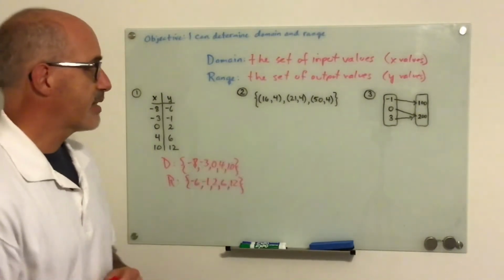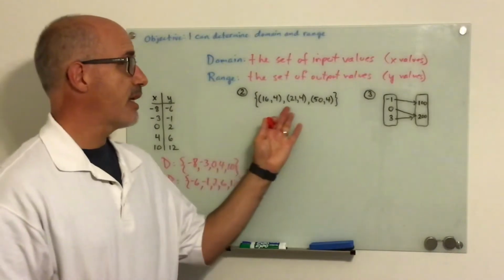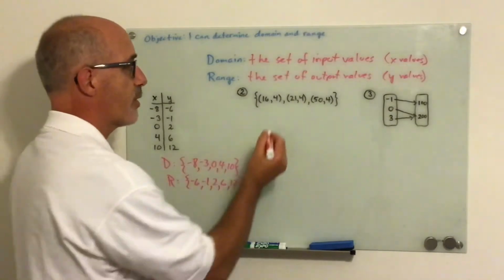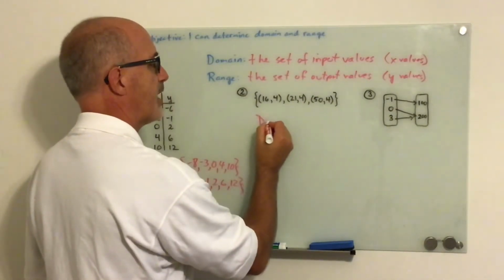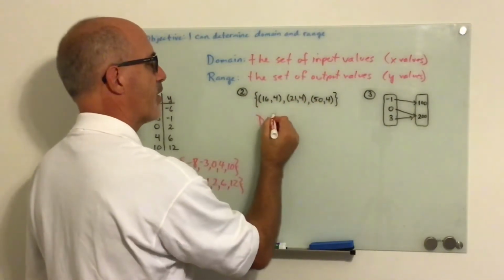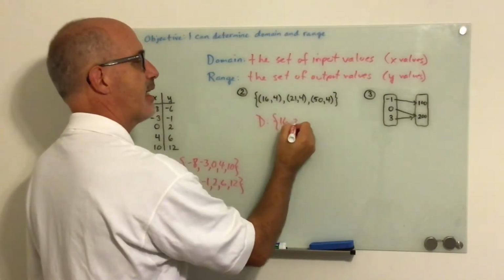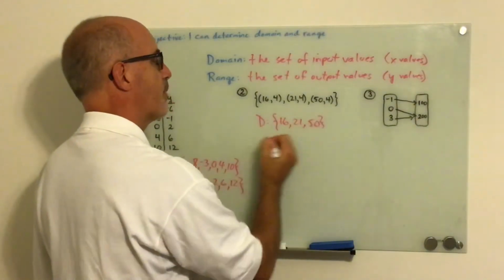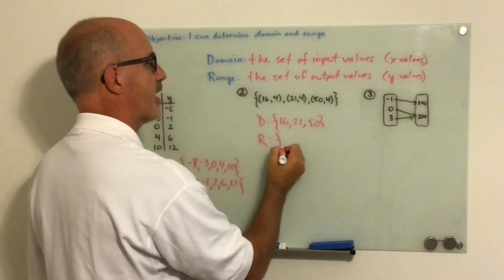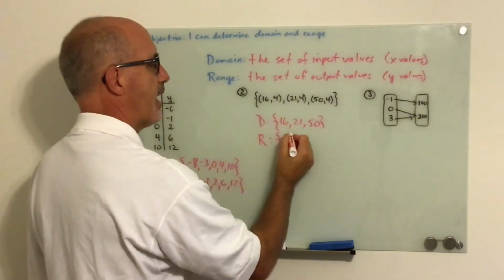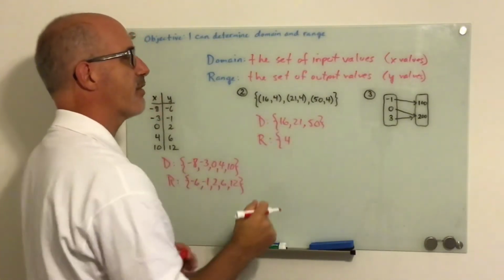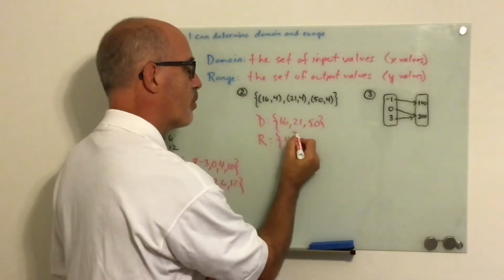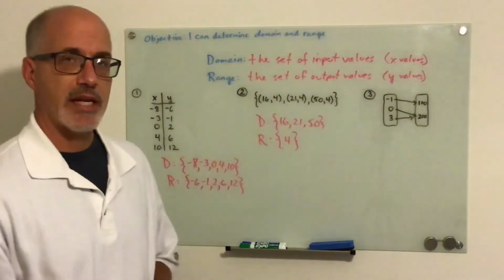Now, looking at the second one, this is in set notation, solution set, whereas this was a table or a chart. So on this one, the domain, we just look at each ordered pair and pick the first value. So my domain is 16, 21, and 50. Whereas my range are all the second values, 4, and then notice that we don't have to repeat the 4 because 4 is the only one that we have. So we'll just list it once, and that's my range.